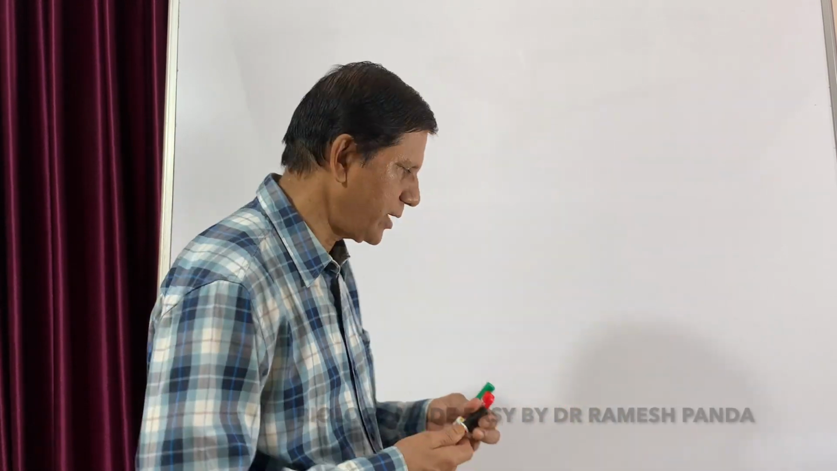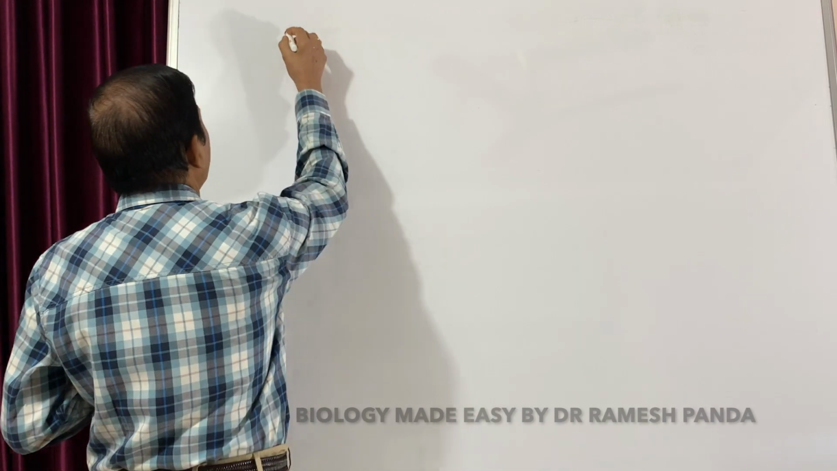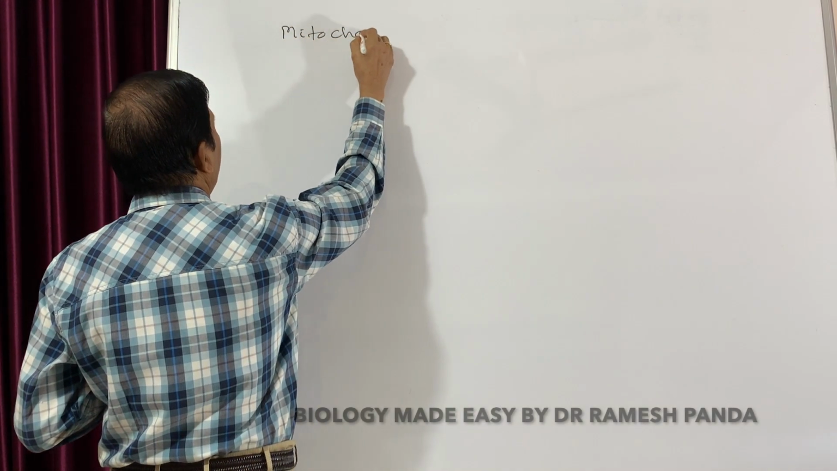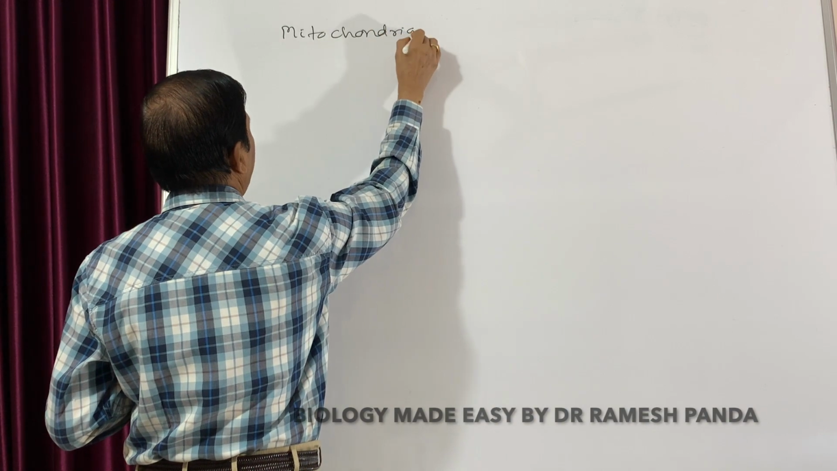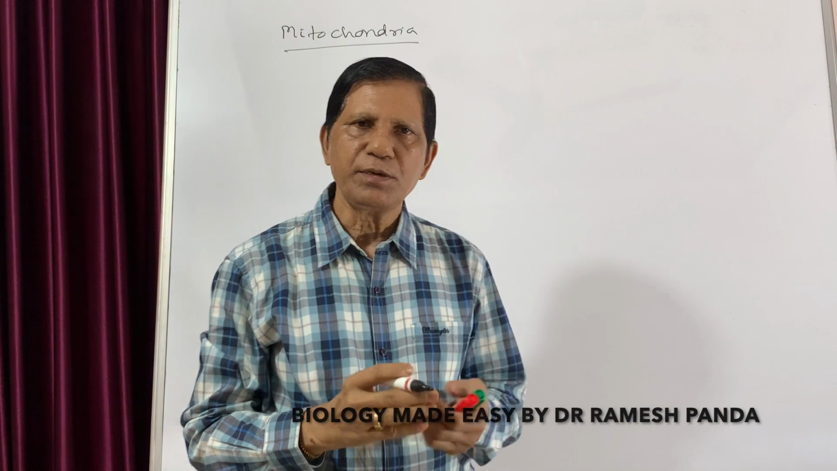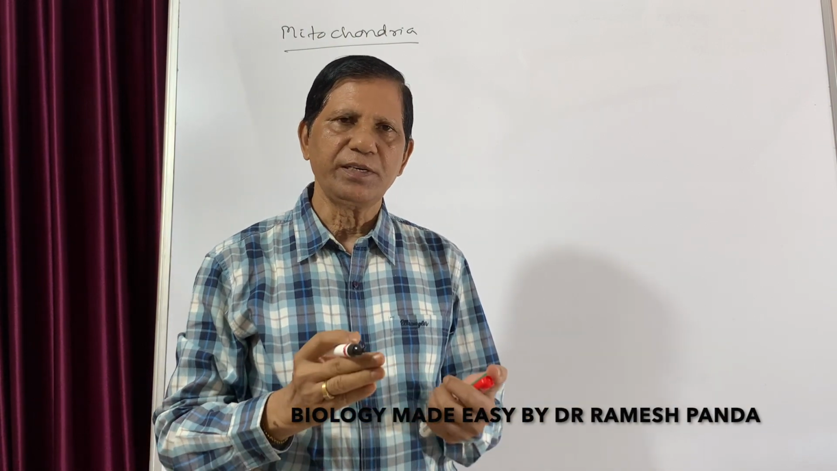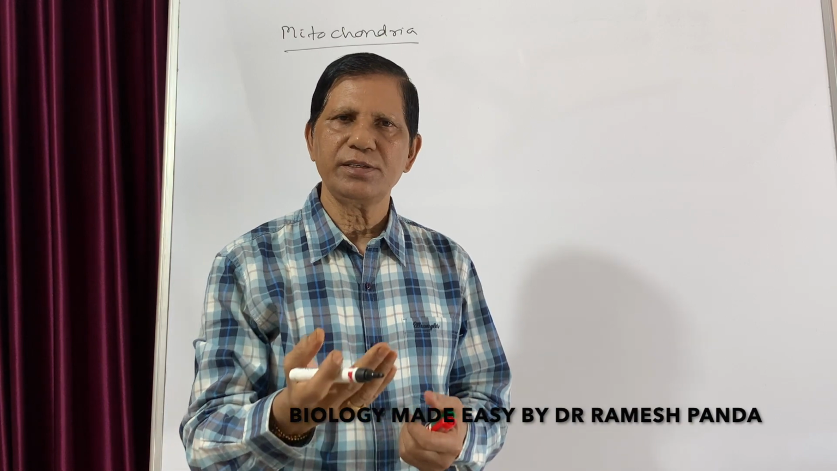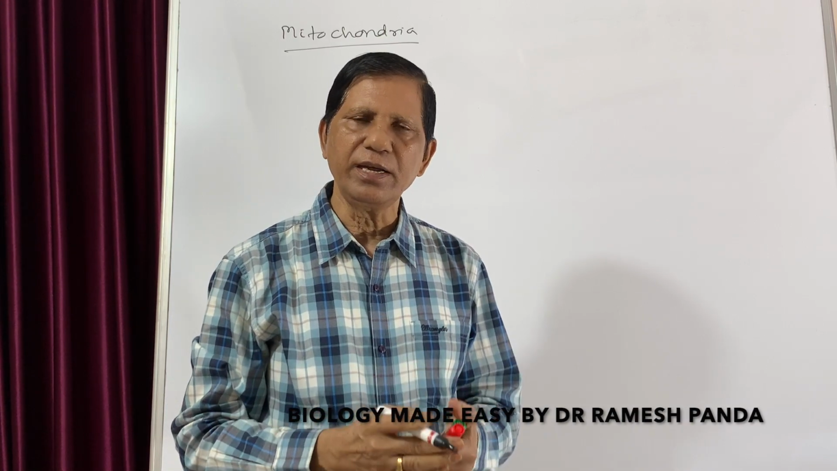Today in this video, we'll discuss mitochondria. Mitochondria is plural; in singular it is mitochondrion. Mitochondria are known as the powerhouse of the cell. They are present in almost all eukaryotic cells where there is aerobic respiration, but in a mature RBC they are usually absent.